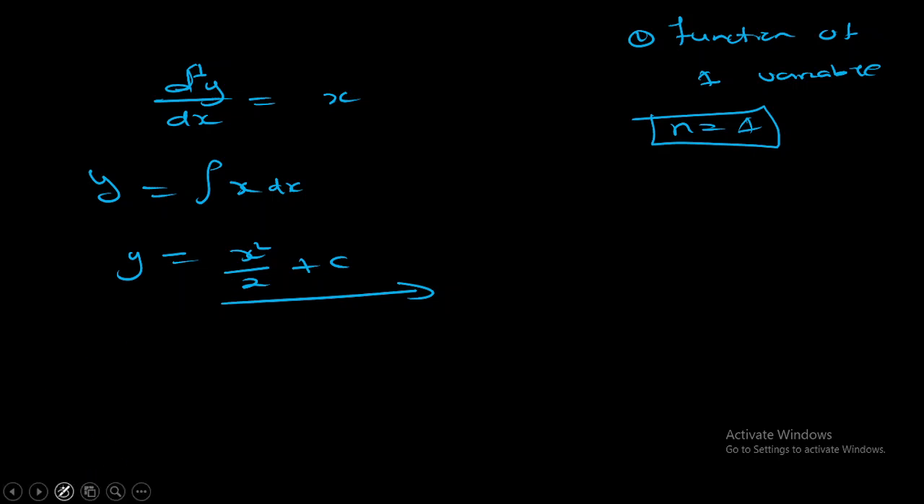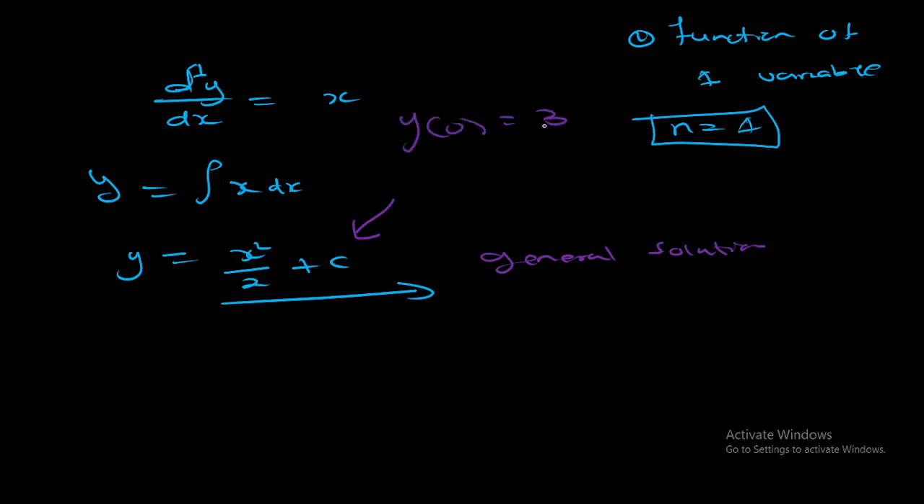Note that this is what we call a general solution. Why? Because it consists of the variable c, the integrating constant. At some point, you will be given some condition. Let's say, for example, y of 0 is equal to 3. It means that y is equal to 3 when x is equal to 0. And then you can get the value of c using this condition. So this summarizes direct integration. Let's move to the second one.